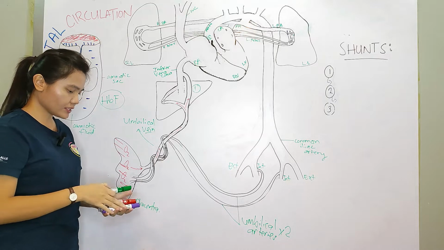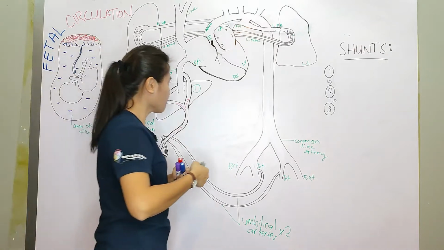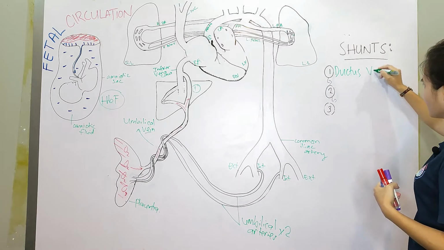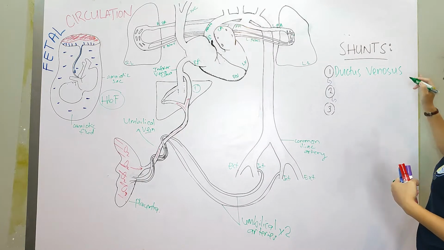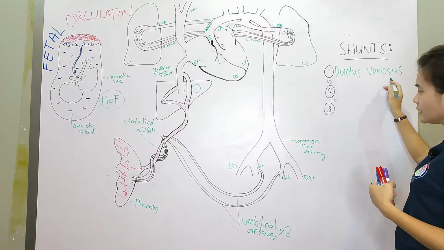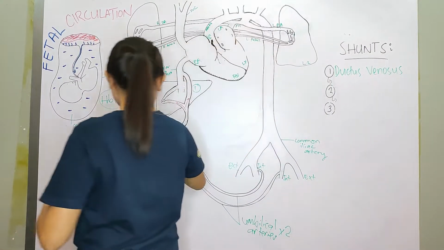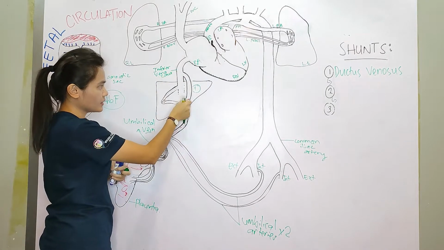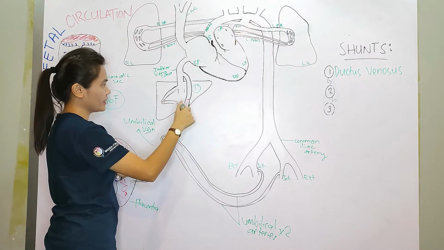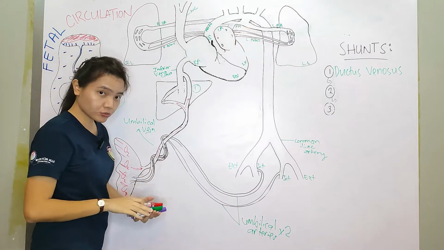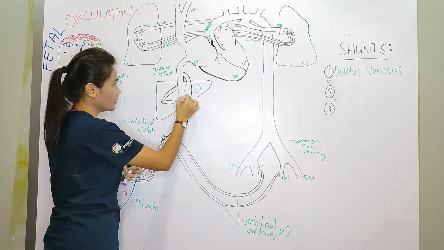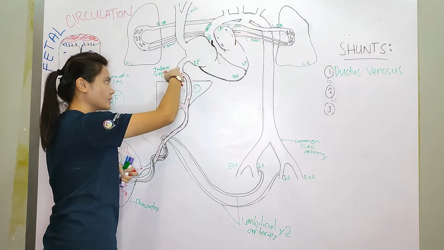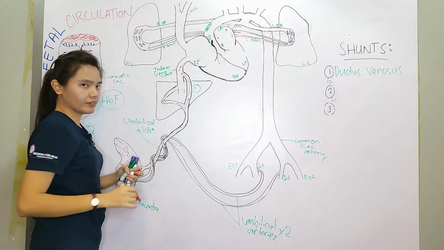In fetal circulation, it is very important to have a shunt. The first one is called the ductus venosus. It is called ductus venosus because it connects the umbilical vein and the inferior vena cava. Both are veins, so this duct connects these two veins. Most of the oxygenated blood will follow this route, the ductus venosus, and drain the oxygenated blood into the inferior vena cava.